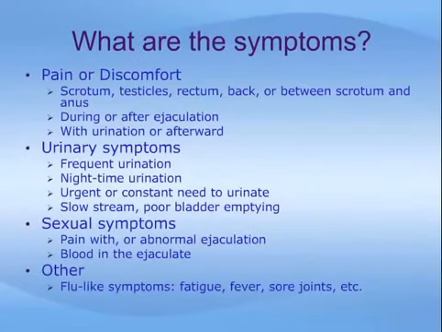Symptoms of prostatitis generally fall into 3 broad categories: urinary symptoms, sexual symptoms, and pain. Urinary symptoms may include frequent urination, nighttime urination, an urgent or constant need to urinate, and a slow stream or poor bladder emptying. Sexual symptoms include things such as abnormal ejaculation or blood in the ejaculate.